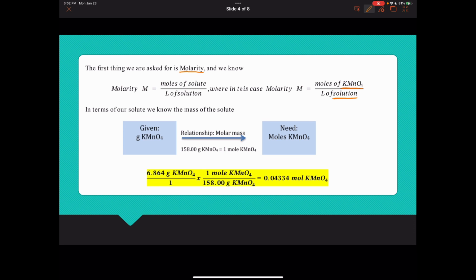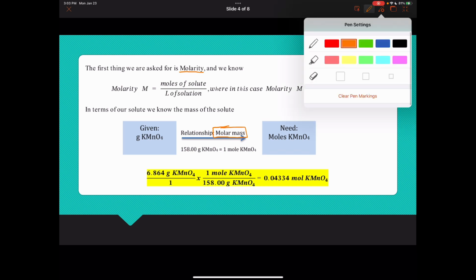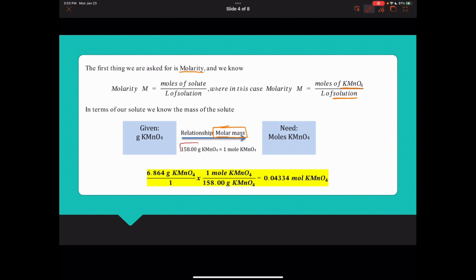So in terms of our solute, we know the mass of the solute. In order to calculate our molarity, we're going to need moles of the solute. Remember from your first semester chemistry class, there's a relationship between mass and moles, and that relationship is the molar mass. So we need the molar mass of potassium permanganate. We go to our periodic table, we add up our masses, and we would get a mass of 158 grams per mole. We can write that in this equality format because those grams per mole tell me how many grams I have in 1 mole of that substance.